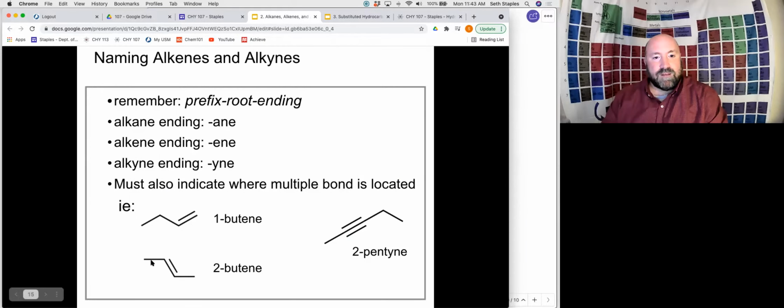The other option would be a double bond in the middle. That wouldn't matter which way we numbered. Either way, 1, 2, 3, 4, or 1, 2, 3, 4, we're going to come up with our double bond between the second and third carbons. That gets us to 2-butene. Here, 1, 2, 3, 4, 5 carbon atoms. Our triple bond is between the second and third, so it's after the second carbon. So we get 2-pentyne. Simple, right? Not so bad so far.